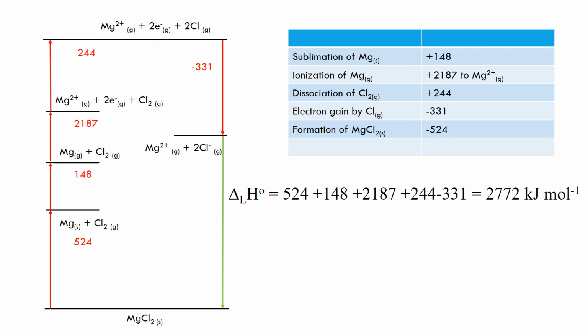We're given the energy of sublimation for magnesium, so taking the magnesium solid into the gaseous state. We're given the ionization energy of magnesium to magnesium 2 plus. We are given the dissociation of Cl2 again, and finally the electron gain of chlorine. Note when we're given the dissociation of Cl2 as plus 244 kilojoules per mole, we keep that. We don't divide that by 2, because of the stoichiometry of the product having 2 chlorines. And we can calculate our lattice enthalpies by adding those values.